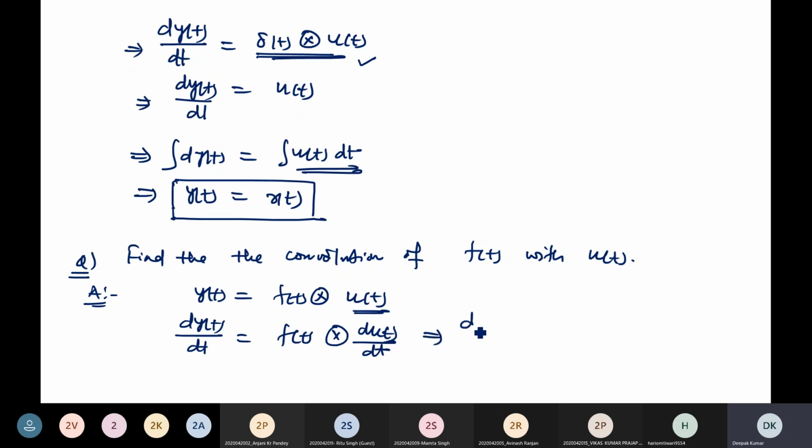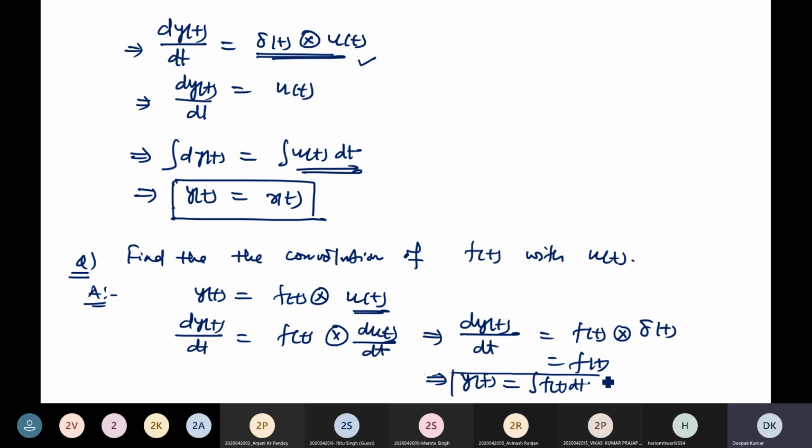Now d of y by dt will become f of t convolution with delta t, and because f of t convolved with a delta function gives f of t, y of t can be written as integration of f of t dt. See what the effect of taking the convolution with u of t is: it is the integration of the function.